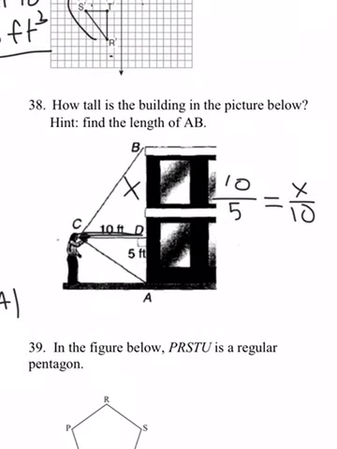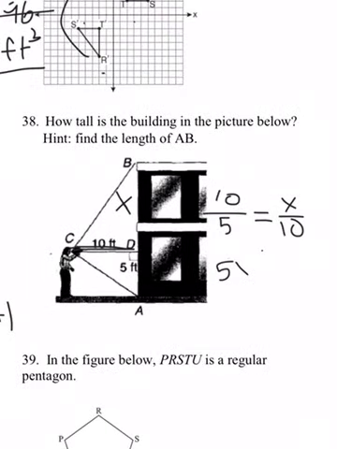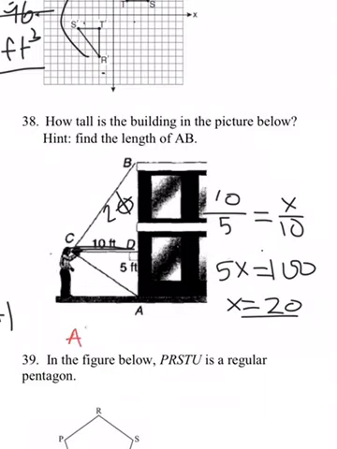So cross multiply. 5x equals 100. Divide by 5, that's 20. Not the answer to your problem, though, because AB is the 5 from AD plus the 20 from DB to give you 25 feet.